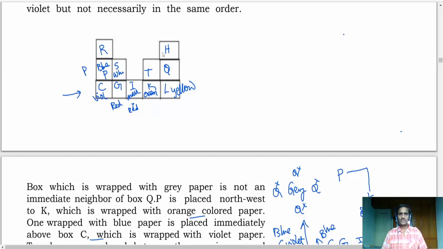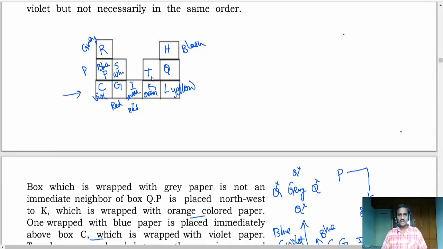Now these two are what? These two are either grey or this one, isn't it? Now Q and grey are not adjacent. Q is here, so grey cannot be here. Grey is not here, so this must be grey. R is grey. If R is grey, this must be black. R and H, grey or black. Then T and Q are left.